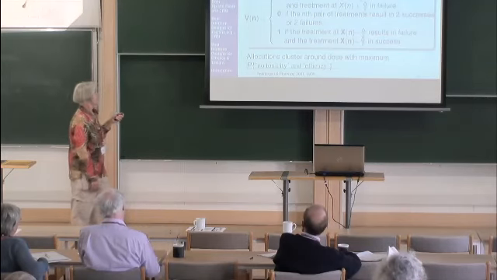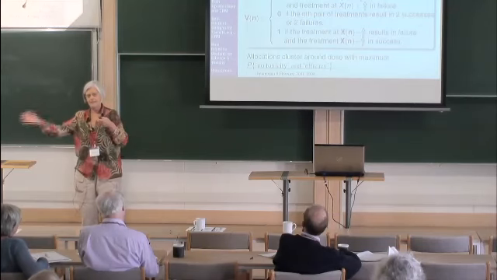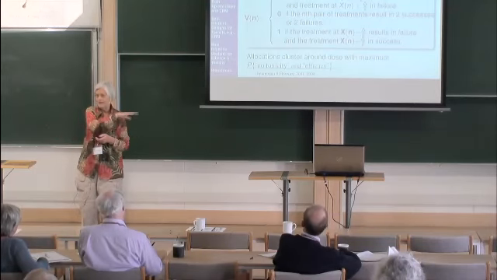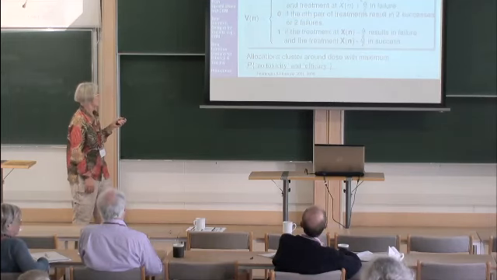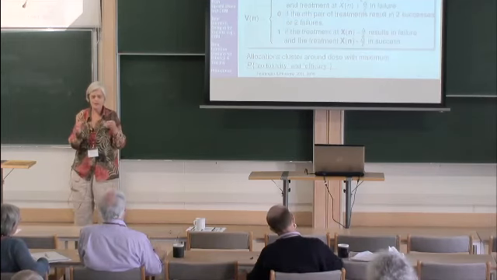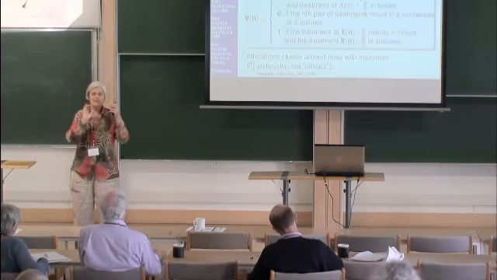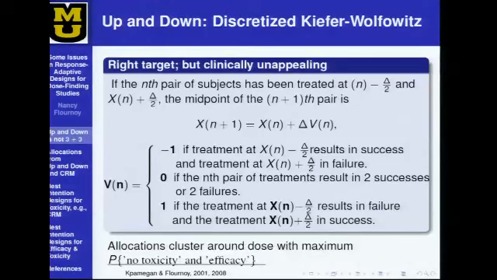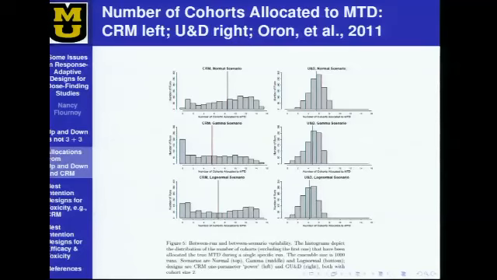But it's clinically unappealing because you don't distinguish between did you get a failure from the toxicity or a failure from no efficacy. And try as we could, we were not able to think of a way to use the failure information without destroying the property that it goes where you want it to go. So that's that. Okay, so let's look at the allocations now from the up and down in the MTD.